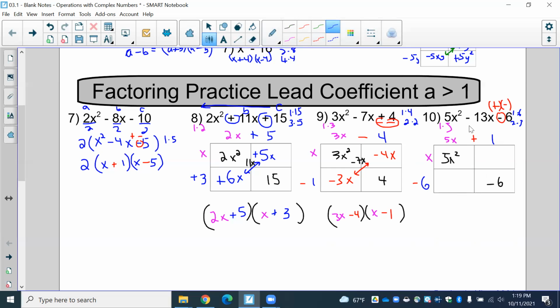So the question is, is the middle thing -13? So 5 times -6 is -30, and 1 times x is x. That clearly does not add to -13. So let's change it around, and this might be an example again where I have to move to the next number, and that's normal in factoring. It doesn't mean you're doing it wrong. It just means you're working through the problem.